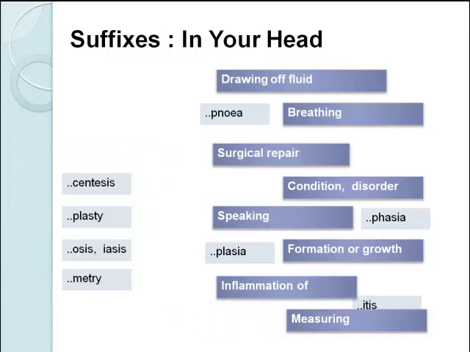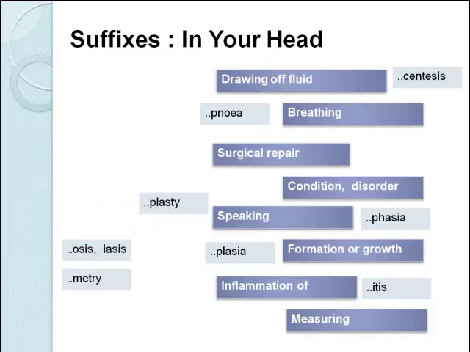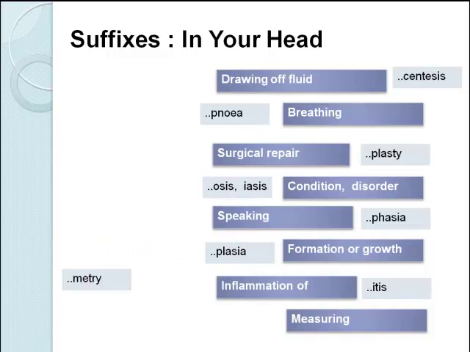Itis, inflammation of. Centesis was drawing off the fluid. So we had thoracocentesis or pleurocentesis. Plasty means surgical repair. Rhinoplasty would be surgical repair of the nose. Osis and iasis mean condition or disorder. And metry is measure. Spirometry, measuring the breathing.